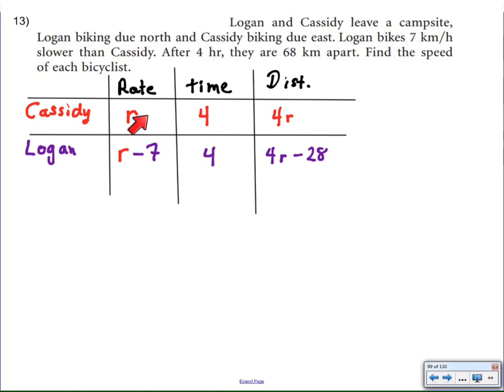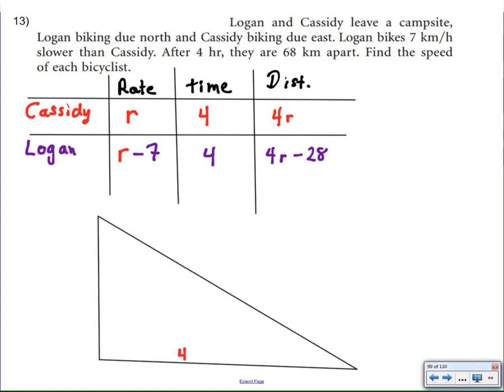Rates, I don't know the rates, but I do know a relationship between the two rates of speed, and that is Logan is going slower than Cassidy by 7 kilometers per hour. So that's how I can relate the two variables of their different speeds. And then the relationship is, if I multiply the time times the rate, I get distance. So 4r represents the distance that Cassidy traveled in 4 hours, and 4r minus 28 represents the distance that Logan traveled in 4 hours. That's 7 kilometers per hour less, hence 28 kilometers total fewer.